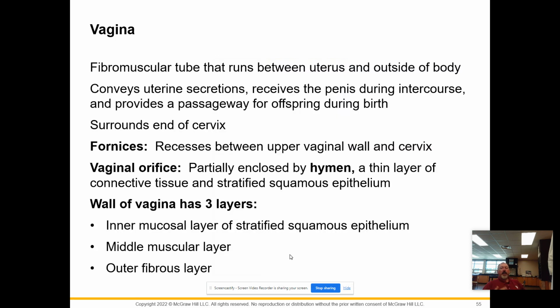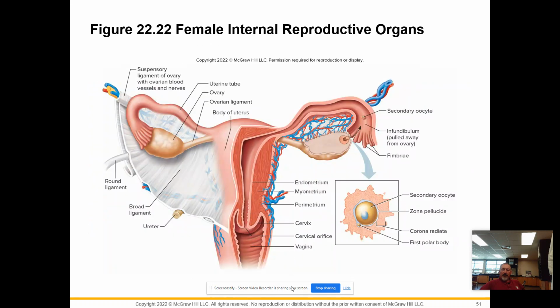All right, so the vagina. The vagina is going to be a fibromuscular tube that runs between the uterus and the outside of the body. It's going to convey uterine secretions, receive the penis during intercourse, and provide a passageway for offspring during birth. Surrounds end of the cervix. All right, so the fornices. These are going to be recesses between the upper vaginal wall and the cervix. So if you take a look at this area, this is referring to that area there. That's a fornix. So this is the cervix, and that area there is the fornix.